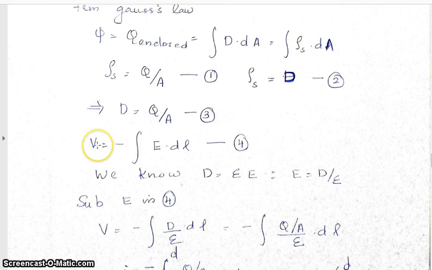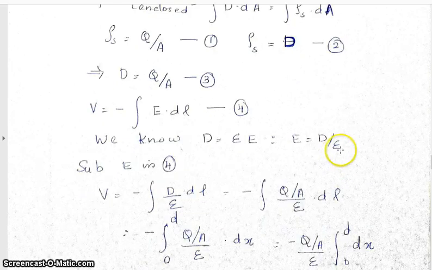Now this is also an equation which we have come across earlier. V is equal to minus integral E dl. That is equation 4. We know D is equal to epsilon E. From that E is equal to D by epsilon, where epsilon is equal to epsilon 0 into epsilon r. Okay, that we know. Now what I am going to do is substitute E in equation 4. So I can write V is equal to minus integral D by epsilon dl, and again I can substitute D as Q by A.